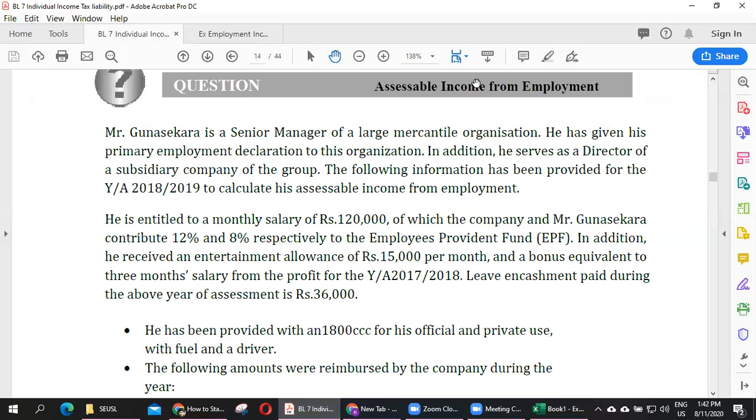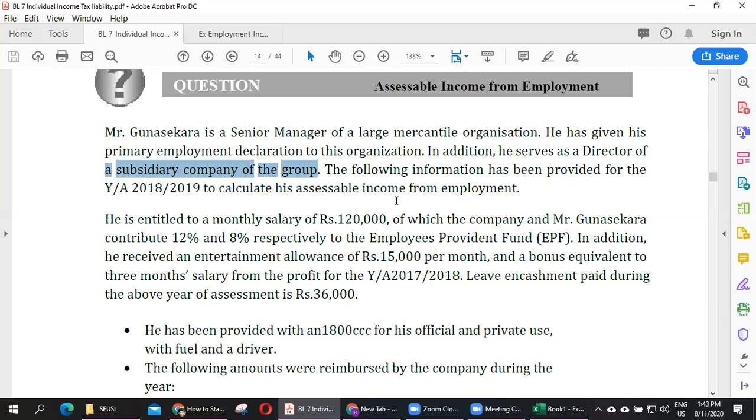Mr. Kunasekara is a senior management of a large mercantile organization. He has given his primary employment declaration to this organization. In addition, he serves as a director of a subsidiary company of the group. So he has two ways of employment: primary employment, that is the mercantile organization, and secondary employment as a director of a subsidiary of the company.